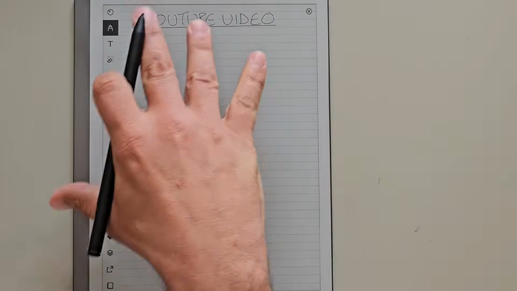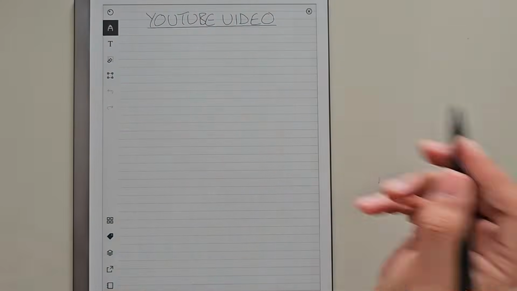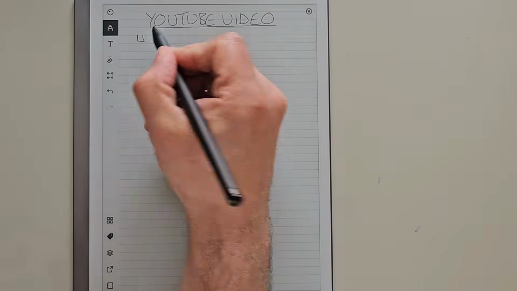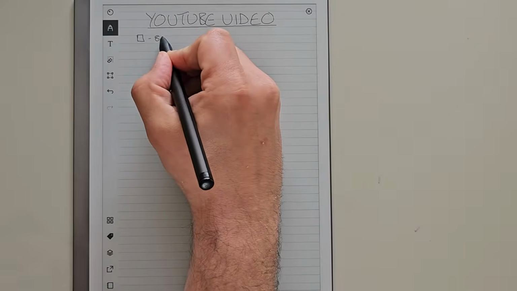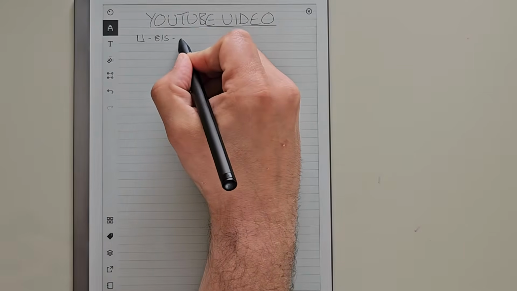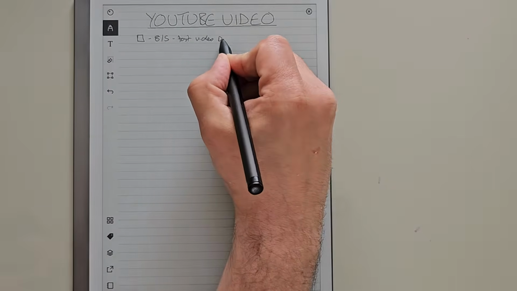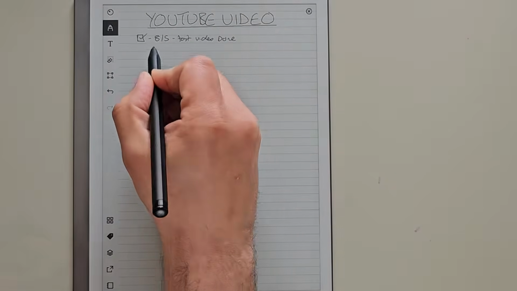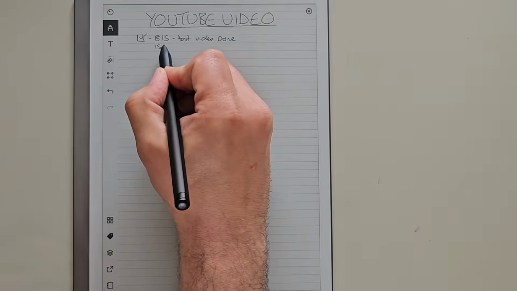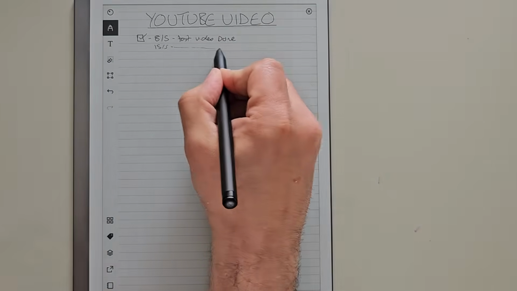Now, you can use this as well as a project planner, because when you've done your task, so 8th of May, task video done, you can then put in, 15th of May or wherever it might be that you want to do the next task.